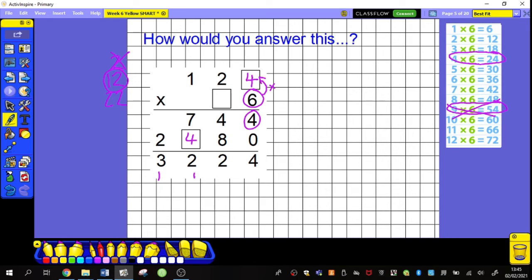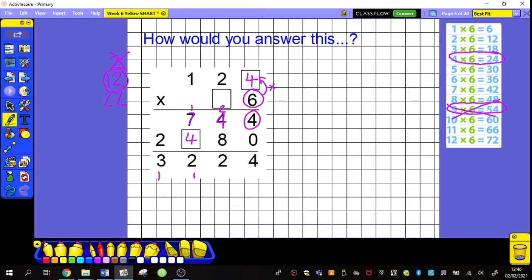Let's double check. 6 times 4 is 24. 6 times 2 is 12. Add that 2 would be 14. Yep. And then 6 times 1 is 6. Add the 1, 7. Brilliant. So that must be now correct.